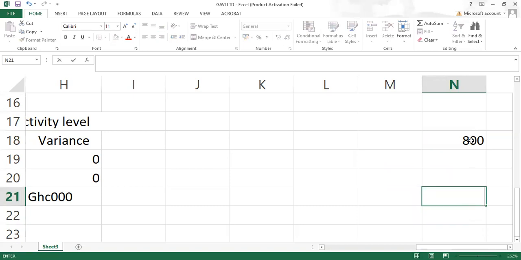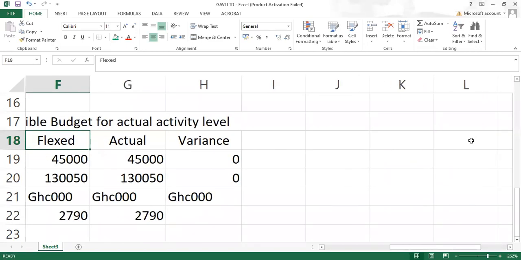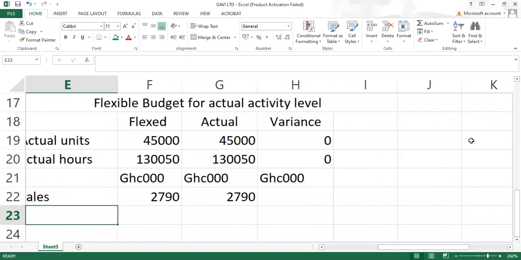So the actual is what we compare with what we should have incurred before. So for actual, we don't do anything. We just bring the figures there. Then we find the figures that we should have incurred based on the actual level of activity that we are talking about now. Are you okay?